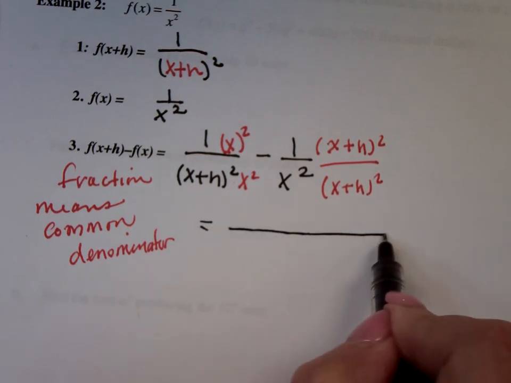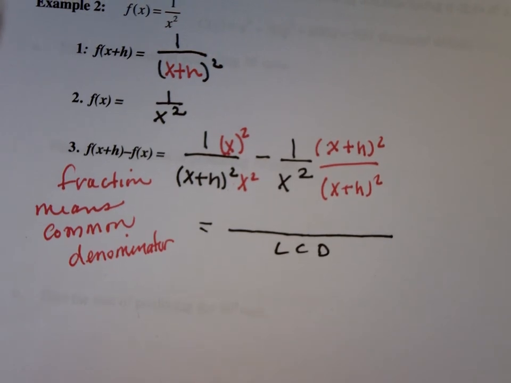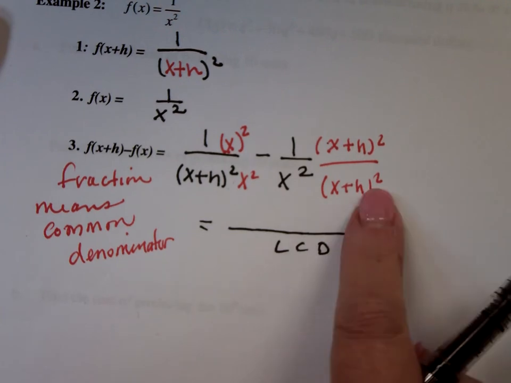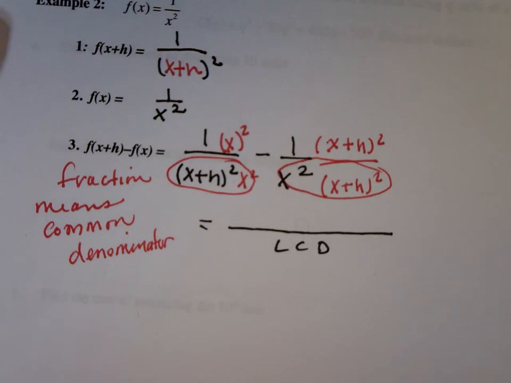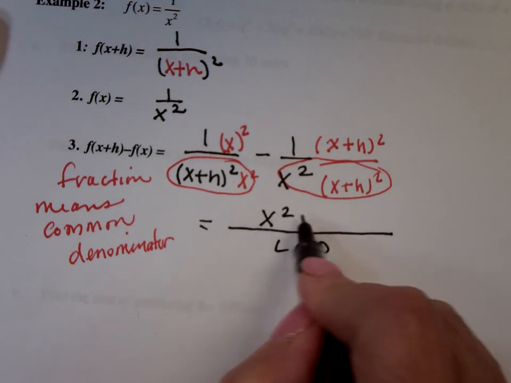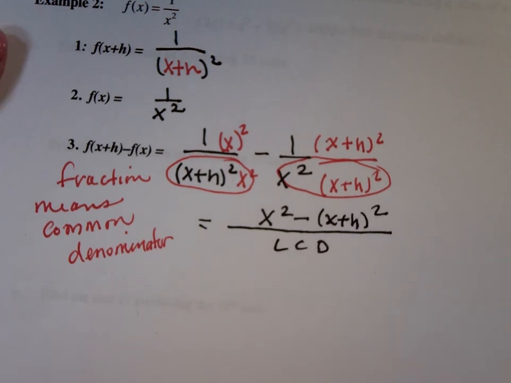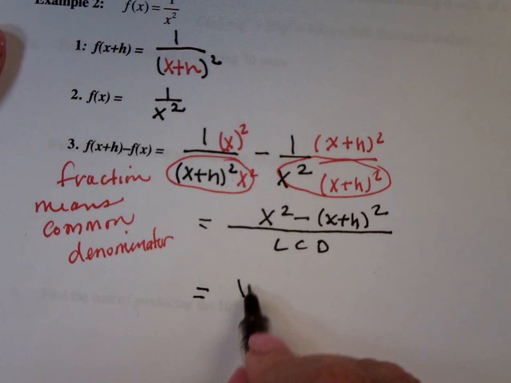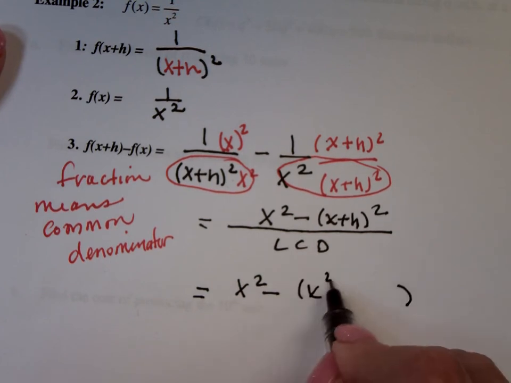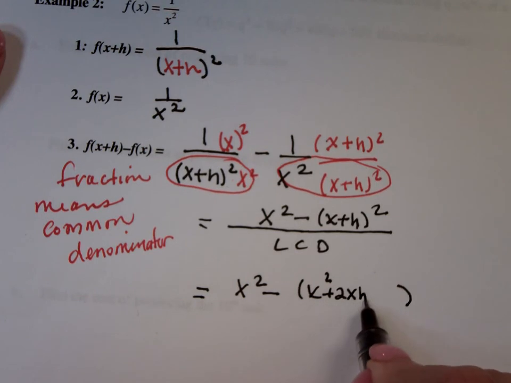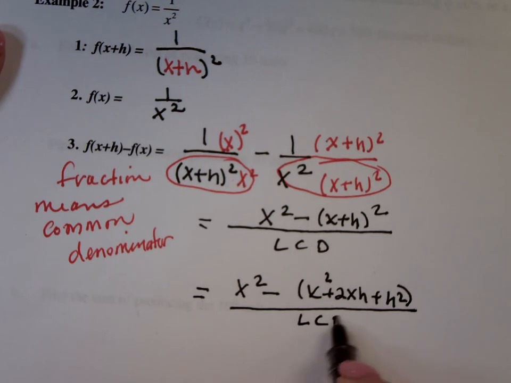So now I'm going to take the lazy way out over the LCD, because my focus is going to be the numerator temporarily, which happens to be a product of these two. So there's your LCD. You're going to have x squared subtract x plus h squared, which turns to x squared subtract x plus h squared is x squared plus 2xh plus h squared. We folded that out earlier.